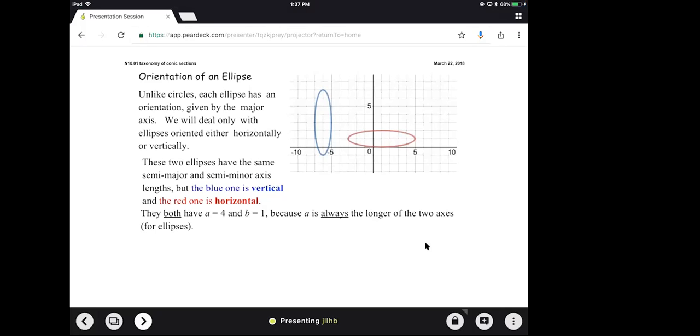Because it has less symmetry, an ellipse can be oriented. We're only going to talk about two orientations, vertical or horizontal. And we assign the orientation of the ellipse as just the orientation of its long axis. So the blue one is a vertical ellipse and the red one is a horizontal ellipse. But they have the same values. So they still have A equals 4 and B equals 1. Right, and that's important to understand, that A and B are relative to the direction of the ellipse and not to X and Y per se.